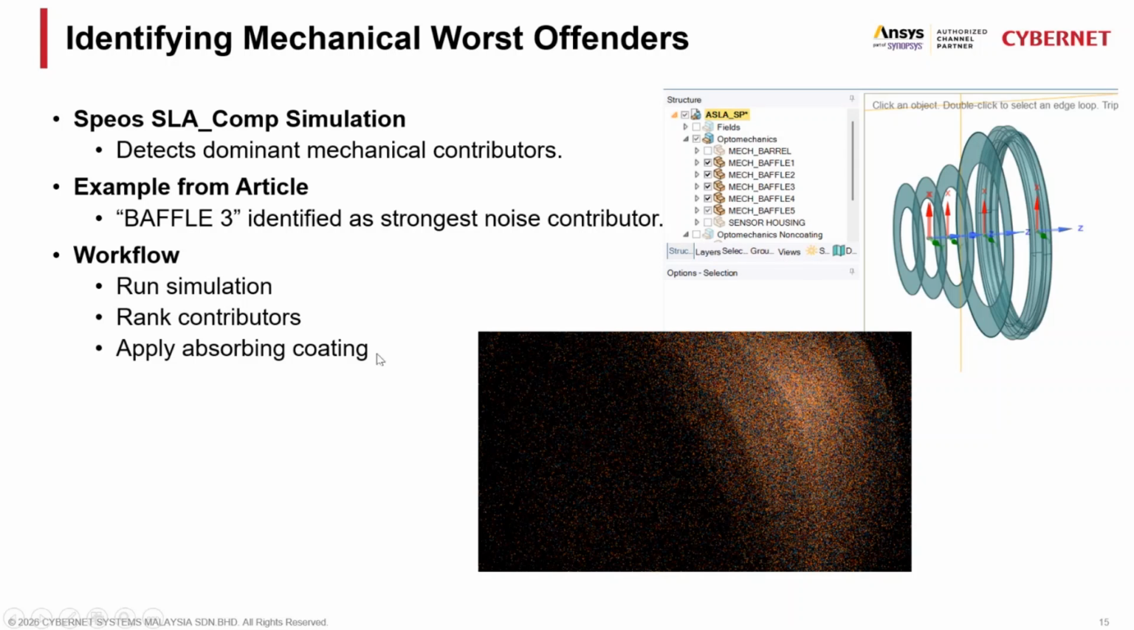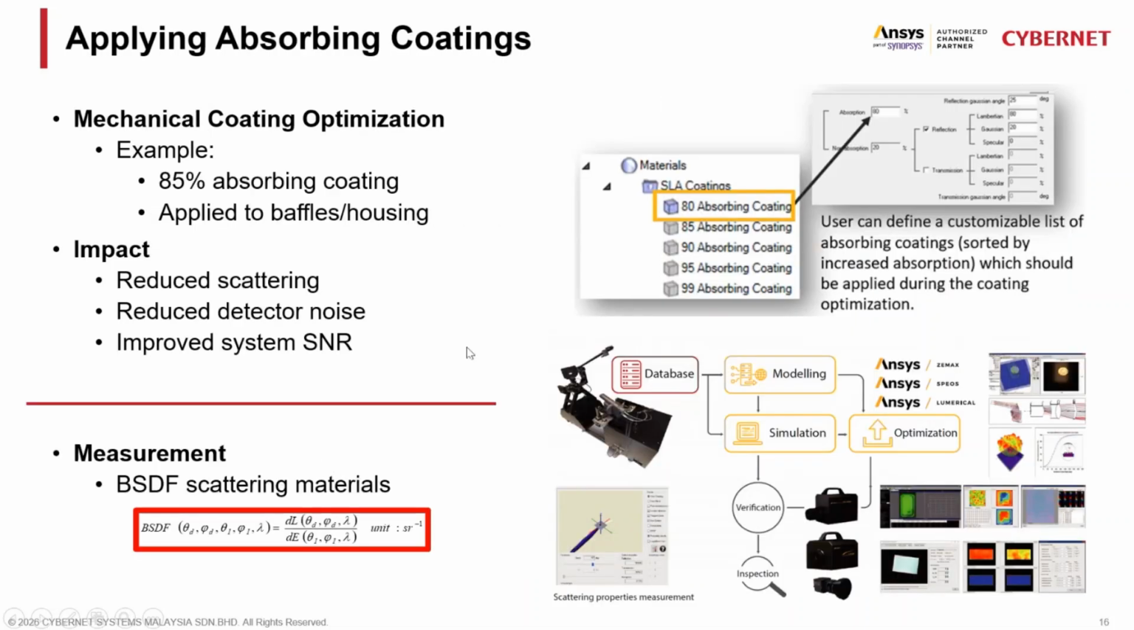So the workflow here will be running the simulation, and then the system will keep ranking the contributors and apply the absorbing coating to reduce the noise on the surface. Okay, so here is the next step. After the iteration, they will keep replacing the absorbing coating. Like I mentioned just now, for the coating we can use the editor to edit the data, and also we can use the existing material if you have the material file. Otherwise, you can use the measurement data.